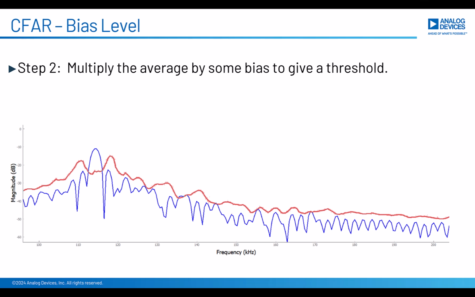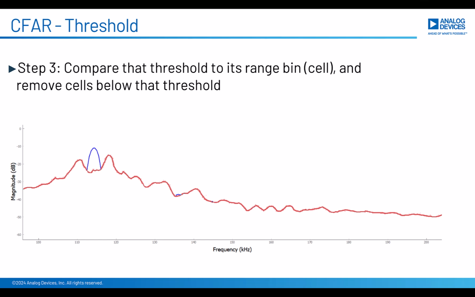Step 2 is to offset that average by some amount. That is our threshold level, and you can see it as the red line. And then step 3 is we just delete everything that is below that threshold. So what is left over are all of the potential real targets and hopefully not very much clutter. So this gives us far fewer signals to have to think about and process than what we started with.